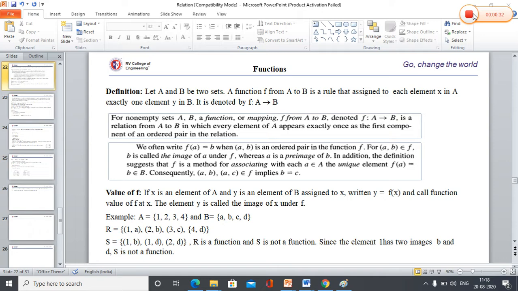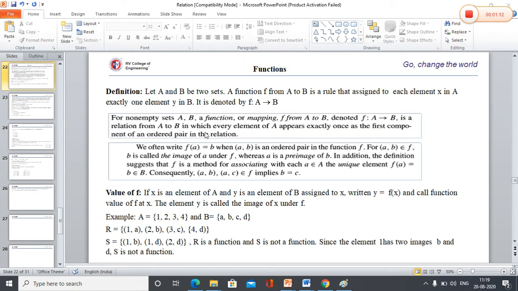Now, what is function? If I say I have two sets A and B, and there is a function f from A to B, it will be represented like this: f is a function from A to B. That means each element x in A has exactly one element y in B. If there is a function from A to B, suppose A has 3 elements and B has 4 elements, then each element of the first set should be associated with some element of set B. That is function. Okay, so we'll see a more formal definition of the function.